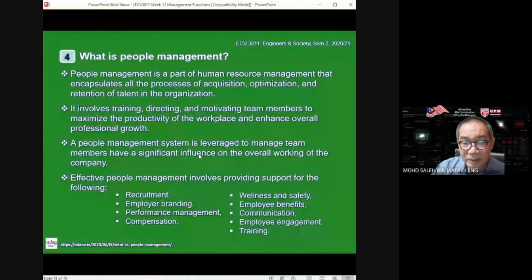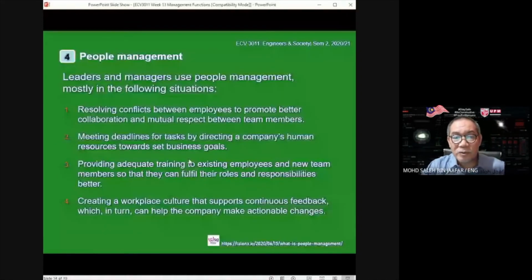Including, as I mentioned, the wellness and also the safety concerns of our staff. So it's got to be there. And so leaders and managers use people management mostly in the following situations. So the skills that you need: resolving conflicts, as always comes, meeting the deadlines, providing education and training to existing employees, and also creating workplace culture. I mentioned this in the earlier slides.